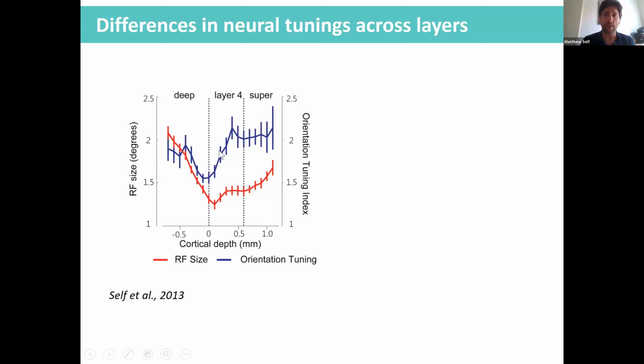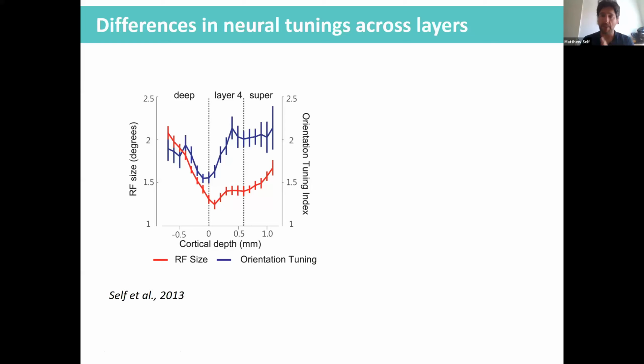Similarly, for the orientation tuning, we see a clear dip in the orientation tuning strength around the boundary of layer 4C and layer 5. So the cells here are more weakly orientation tuned than the cells, for instance, in the superficial layers. And again, that is also something that Hubel and Wiesel showed back in the 60s, but this shows it nicely simultaneously across all different layers.